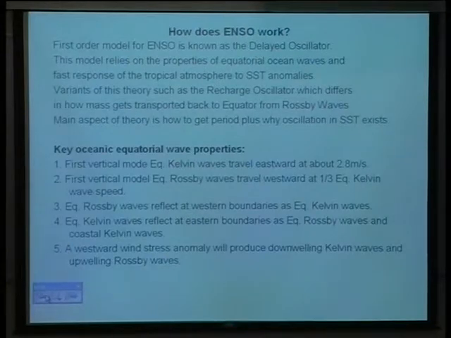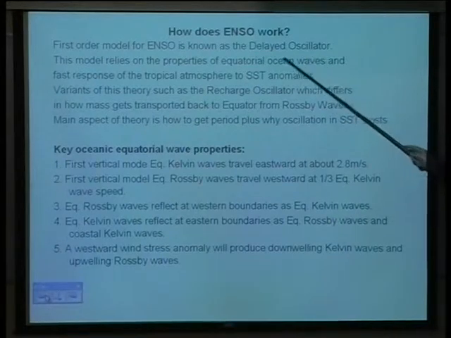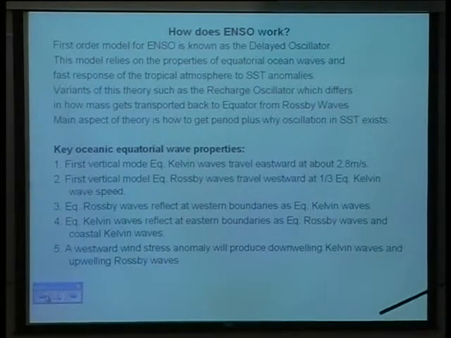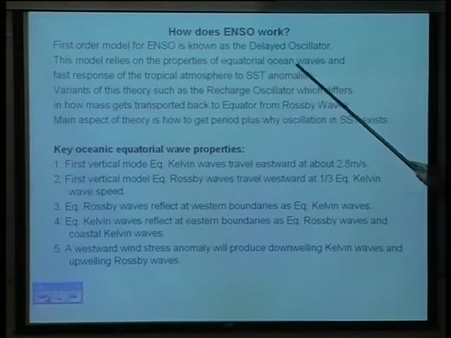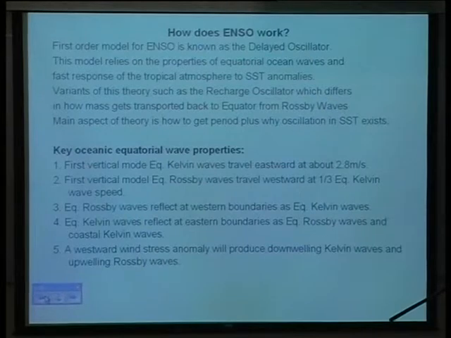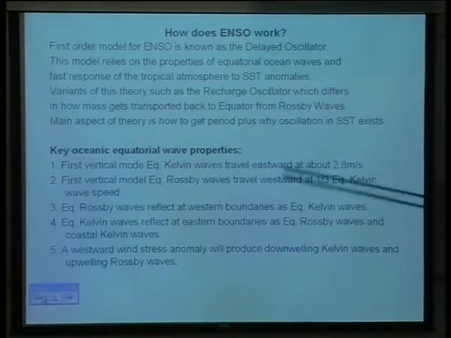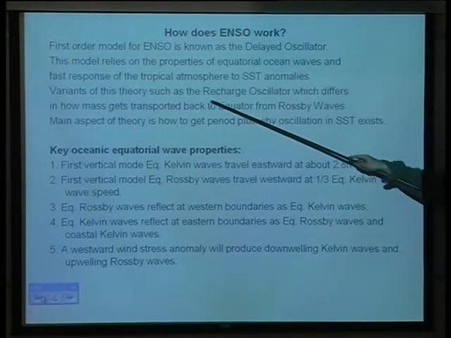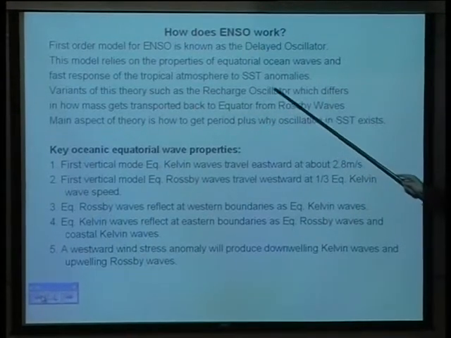Okay, so how does ENSO work, right? There's this first order model known as the delayed oscillator. This was formulated around 1988 by 2 groups independently, Paul Schopf and Max Suarez at Goddard Space Flight Center, and David Battisti and Anthony Hirst at the University of Washington. The model relies on the properties of equatorial ocean waves and the fast response of the tropical atmosphere to those SST anomalies. You may have heard more recently, people talk about things called the recharge oscillator.